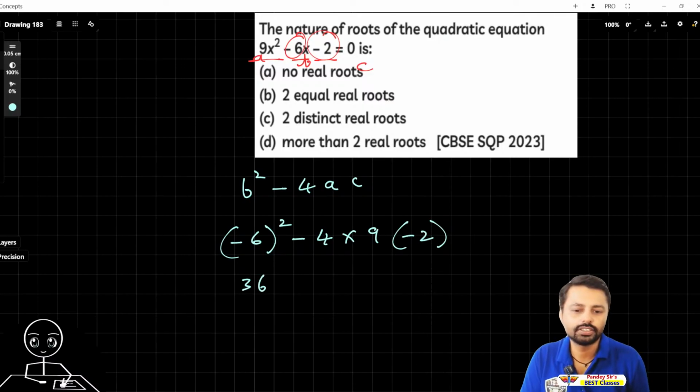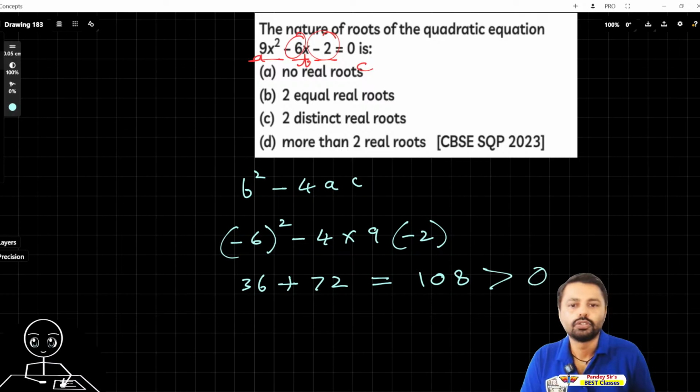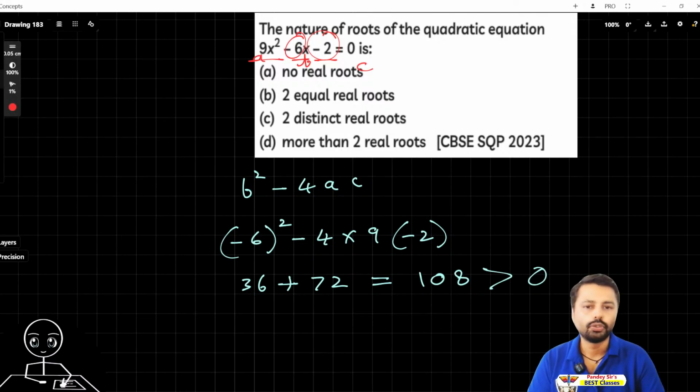That's 36, minus minus becomes plus, and 72. So 8 into 9, 72. Okay, so 36 plus 72 is 108, which is obviously bigger than 0. So we got two distinct roots. The answer is we got two distinct real roots. This is the correct answer.